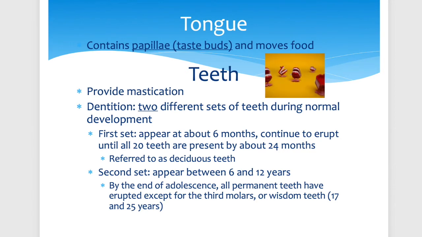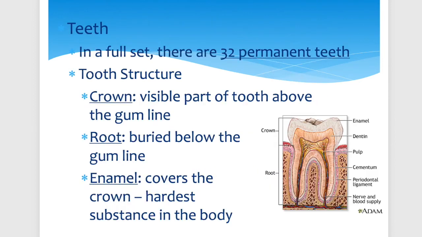The second set of teeth appears starting around age 6 and up until around 12 years of age. But by the end of adolescence, or the end of your teen years, all of your permanent teeth have erupted except for your third molars, or your wisdom teeth. They tend to appear between age 17 and 25, might be earlier for some people. Those are teeth that people typically have to have taken out because they press on your other teeth and cause issues. In a full set of teeth, you have 32 permanent teeth.